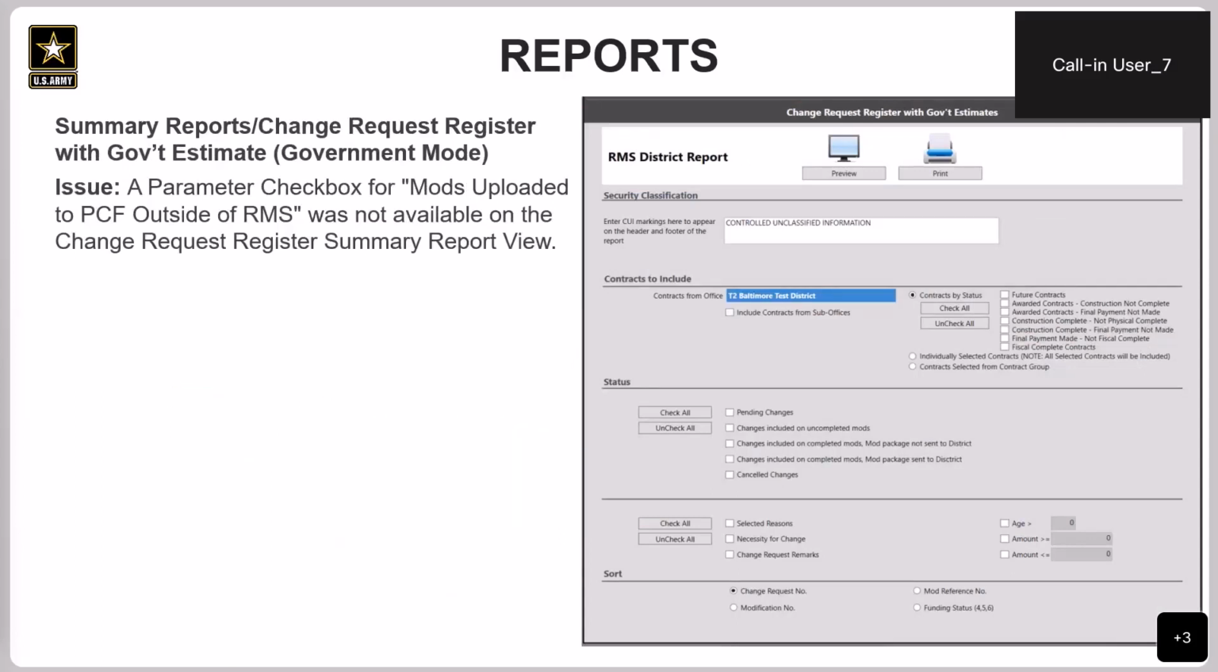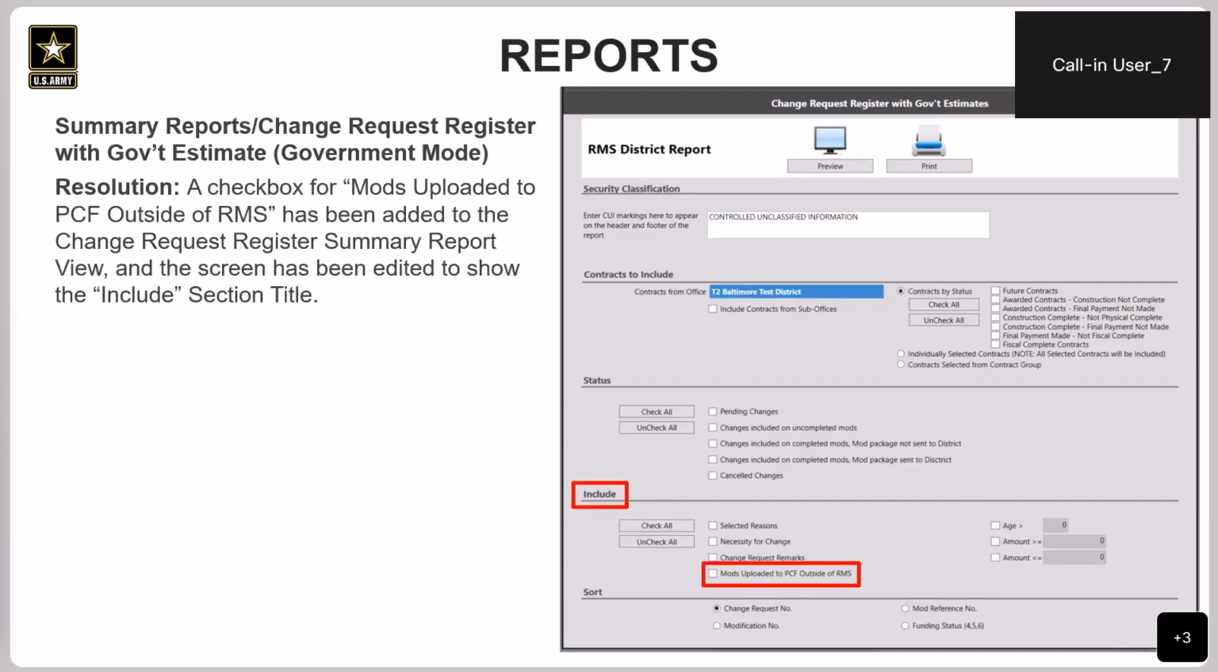Okay, next, still in summary reports for the change request register with government estimate summary report, a parameter checkbox was missing for the option to include mods uploaded to PCF outside of RMS. And so we have added that to the summary report parameters view. We also noticed that it was missing this section header for the screen, so we went ahead and added that in as well.